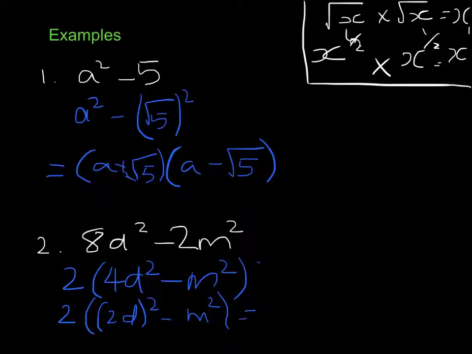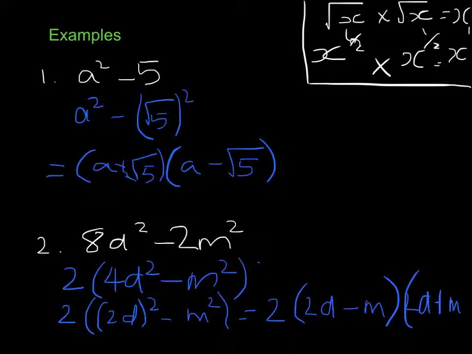So that's equal to 2 lots of 2d minus m, 2d plus m.